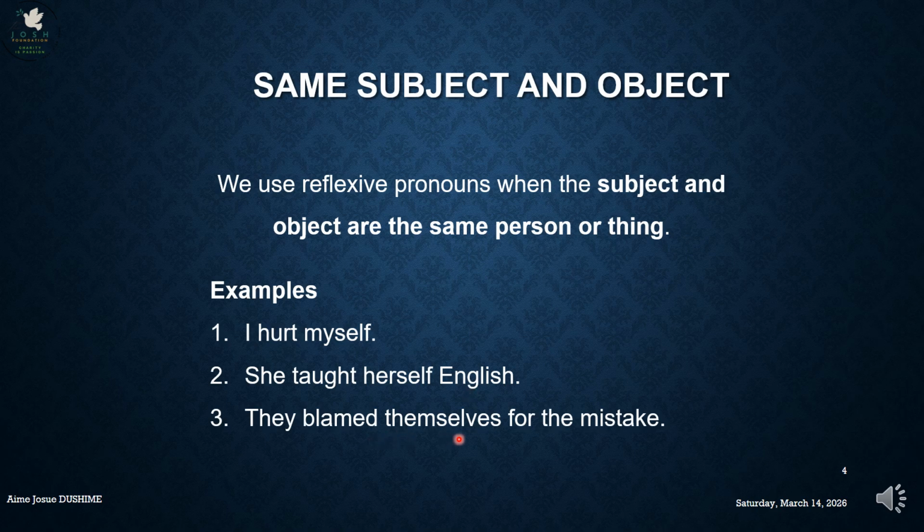They blamed themselves for the mistakes. Suppose a mistake happens, and you say, oh, this was my mistake. If it was your mistake, you start to blame yourself. You say, okay, I'm the one who did this, and even the consequences are coming to me. So I blame myself for the mistake. Simply, when the subject is the same as the object, that's when we use the reflexive pronoun. I hope you understand: the person doing the action is also the same person or the same thing as the object.